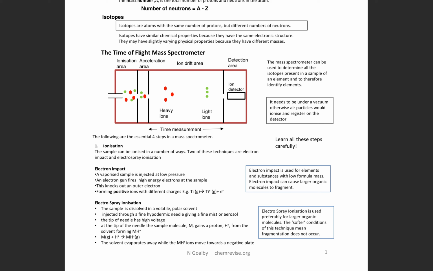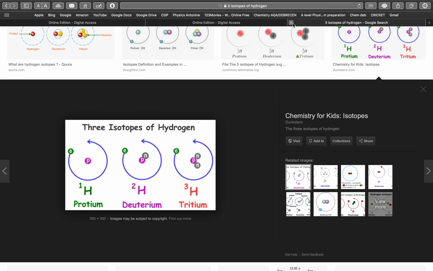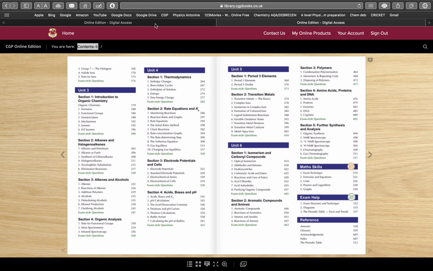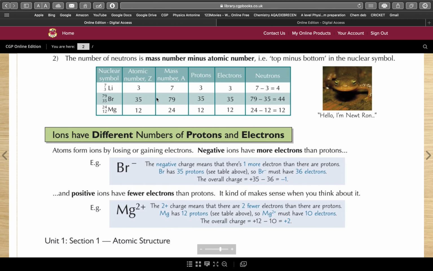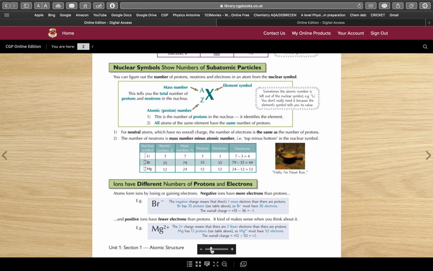Now we move to the important stuff: the time of flight mass spectrometer. That sounds like a big word, but it's not that complicated. I will try to explain it the best way I can physically explain it. I get mumbled with my words, of course.